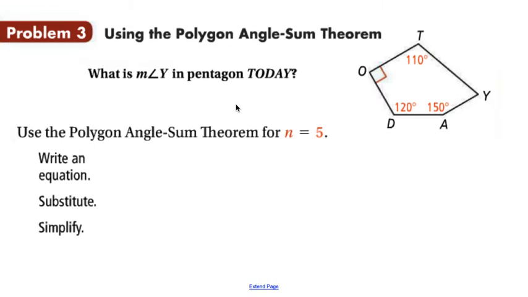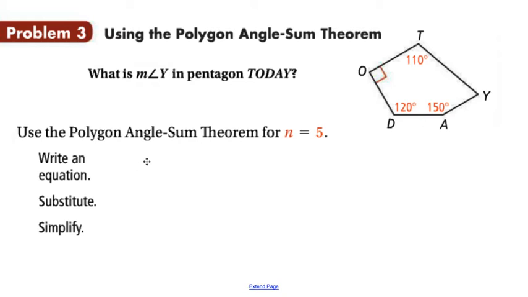Problem number 3 says, using the Polygon Angle Sum Theorem, what is the measure of angle Y over here in the pentagon TODAY? A pentagon has 5 sides, and this one has each vertex labeled, and it spells the word TODAY. So we're going to use that same Polygon Angle Sum Theorem where n is equal to 5.